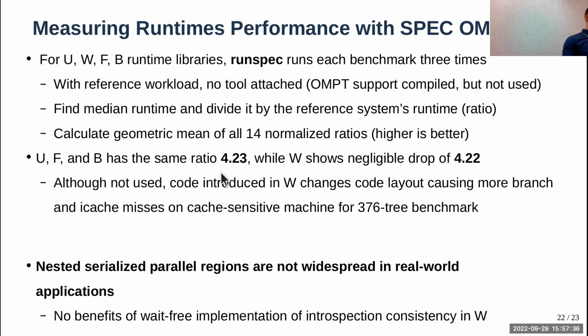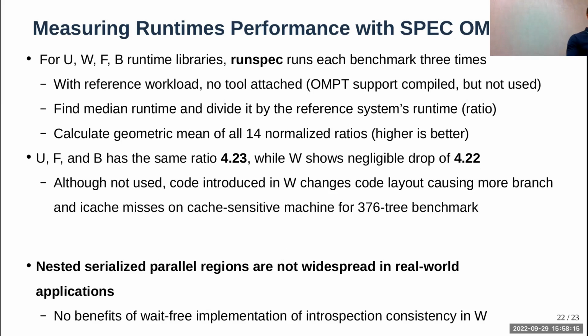For U, F and B, the ratio was the same, 4.23, so they are comparable. And we noticed a negligible drop in our wait-free implementation, 4.22. When we checked each benchmark standalone, we found out that using our approach when running a benchmark with a lot of short nested tasks, however, has some 3% overhead. Although our code is not called when creating a task, it obviously changes the code layout a bit and causes some more branch and iCache misses that we observed with perf.